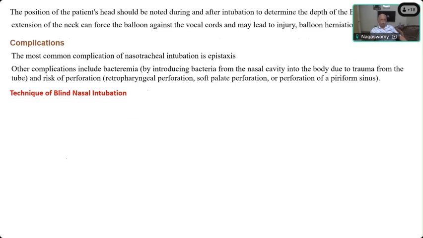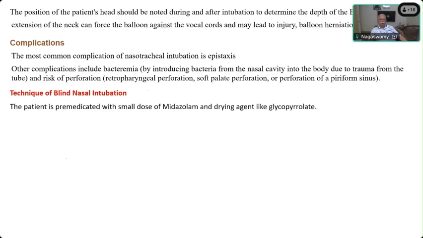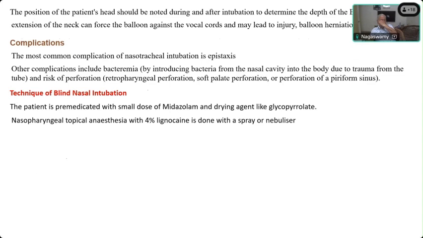Now coming to the technique of nasal intubation. The patient is premedicated with a small dose of midazolam and a drying agent like glycopyrrolate. Nasopharyngeal topical anesthesia with 4% lignocaine is done with a spray or a nebulizer. Okay, so when you want to do an awake blind nasal intubation, these are all the steps that you have to follow.